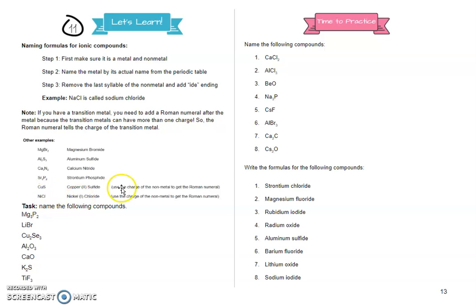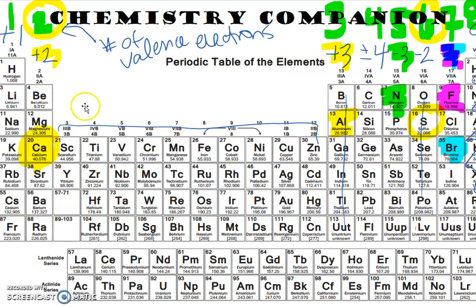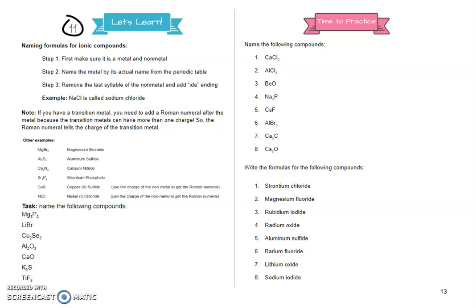Next one, nickel chloride. Again, nickel's in the middle area here, so we need to tell someone what its charge is with the Roman numeral. Chlorine is -1, which is right here. So we know that nickel had to be +1 to balance that out. So that's why it's nickel, parentheses, Roman numeral 1, chloride.